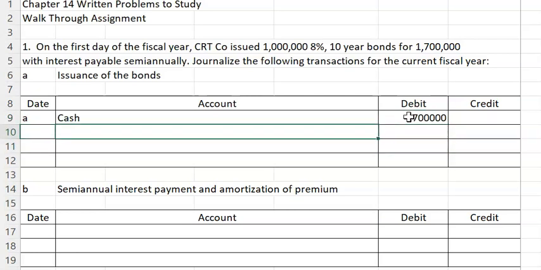All right, and then we have bonds payable. We always pay back the face value of those bonds, so we're going to be paying back the 1 million. So we look and we see that we need a credit to balance, and that's going to be a premium, right? The premium is for the difference, which is $700,000. And we'll call that premium on bonds payable, or just premium.